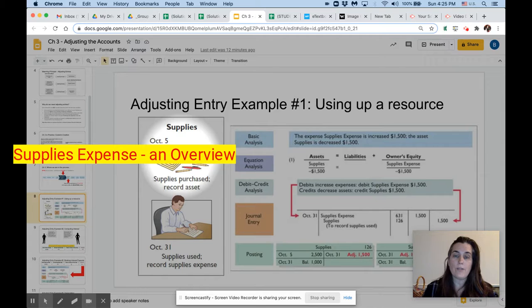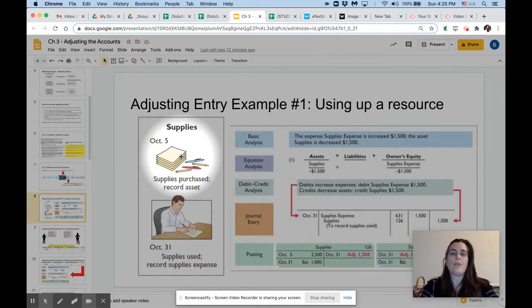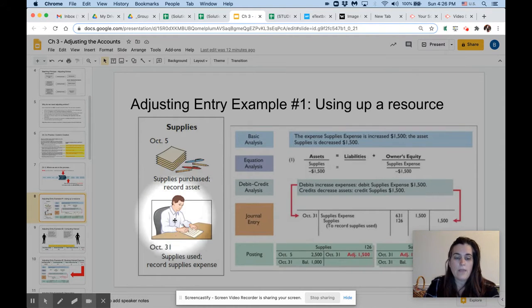If you saw my previous video, the intro to chapter 3, this is similar to taking pizza boxes throughout the month. A pizza box is a supply to a pizzeria owner, okay? And every business owner is going to want to have a count on hand of their supplies at the beginning of the month, and then they're going to count the supplies at the end of the month. The difference between what you had at the beginning and what you have at the end is what you've used up, and that's called supplies expense.